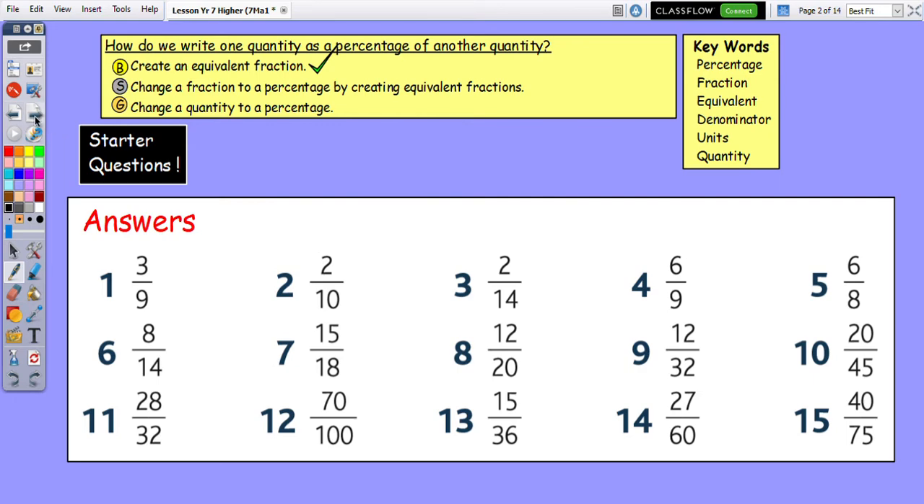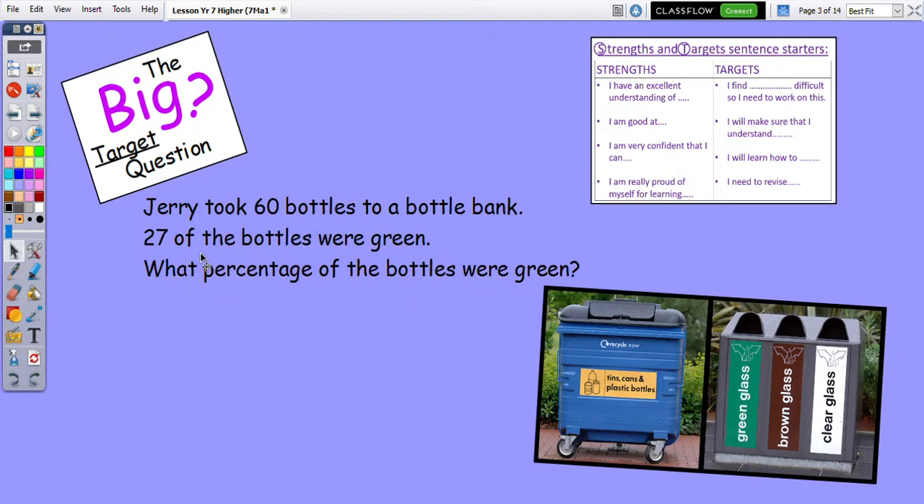Let's move on. Okay, again, there is a big question. Jerry took 60 bottles to a bottle bank. 27 of the bottles were green. What percentage of the bottles were green? So essentially our job this lesson is to take any fraction and change it into a percentage. Looks incredibly difficult, but believe me, it isn't. Feel free to pause the video, give this a go if you want. We'll go through the answers at the end.